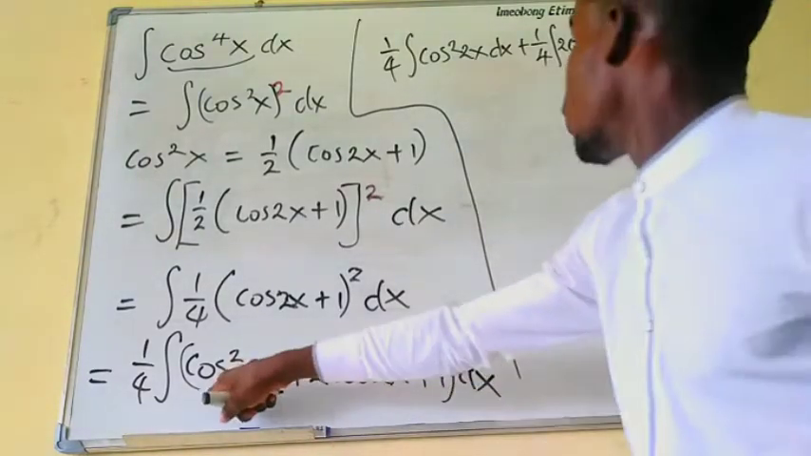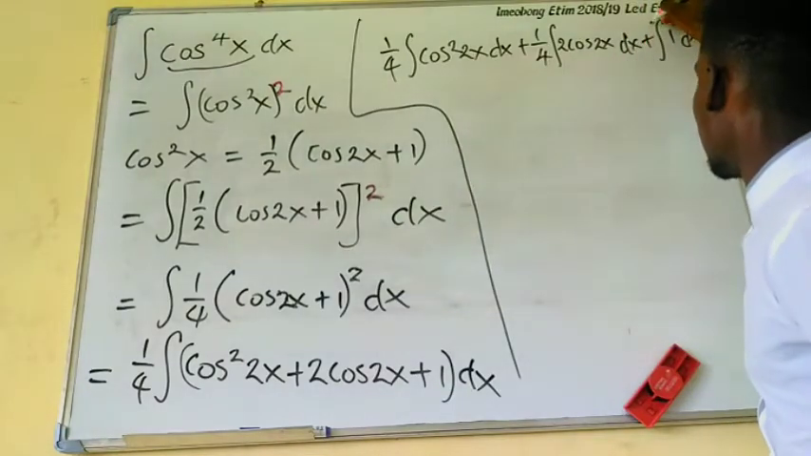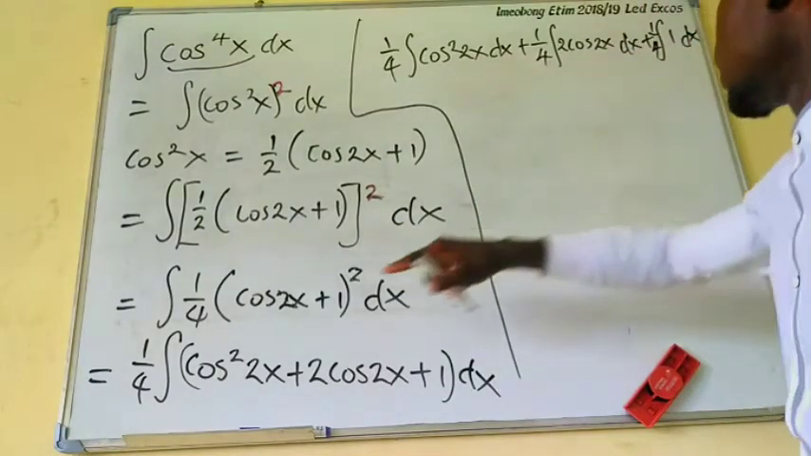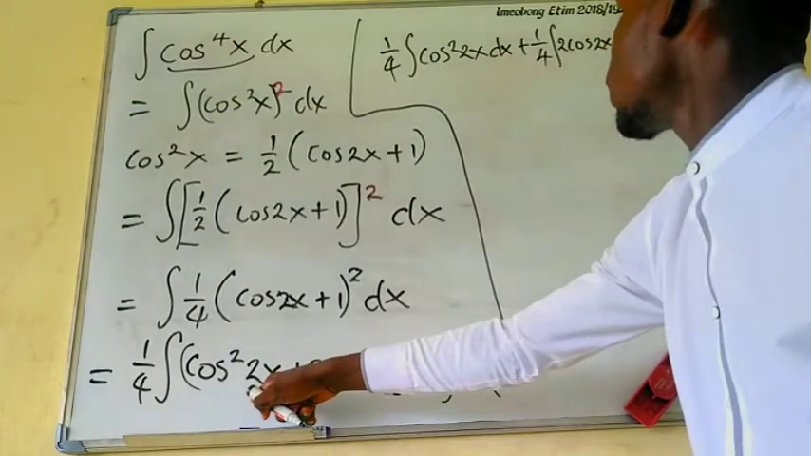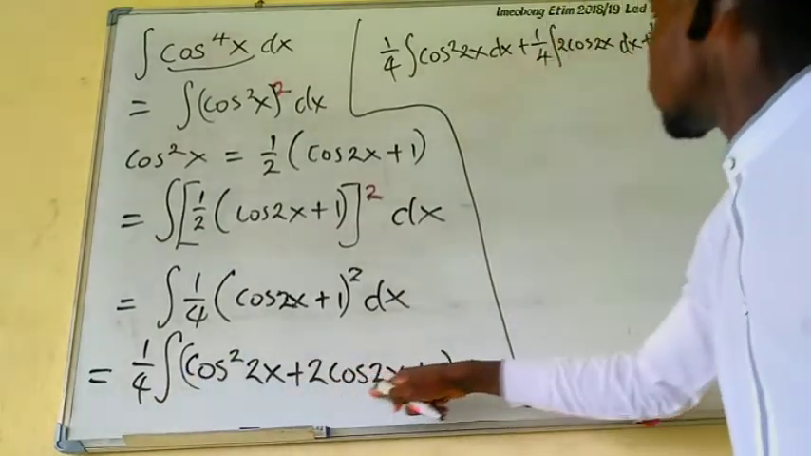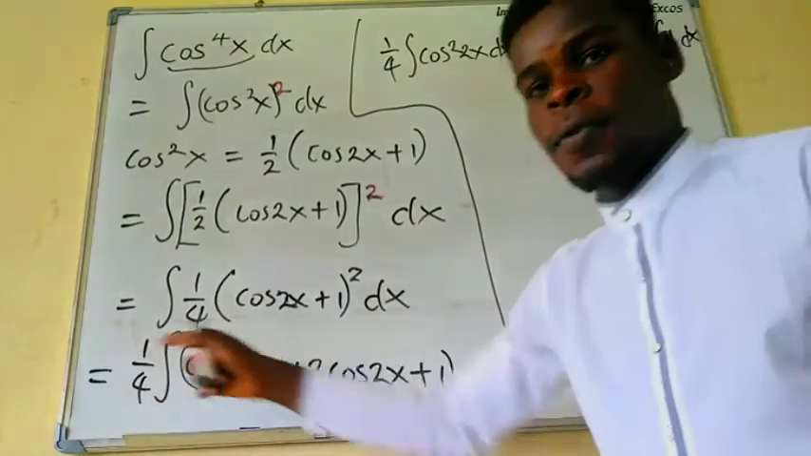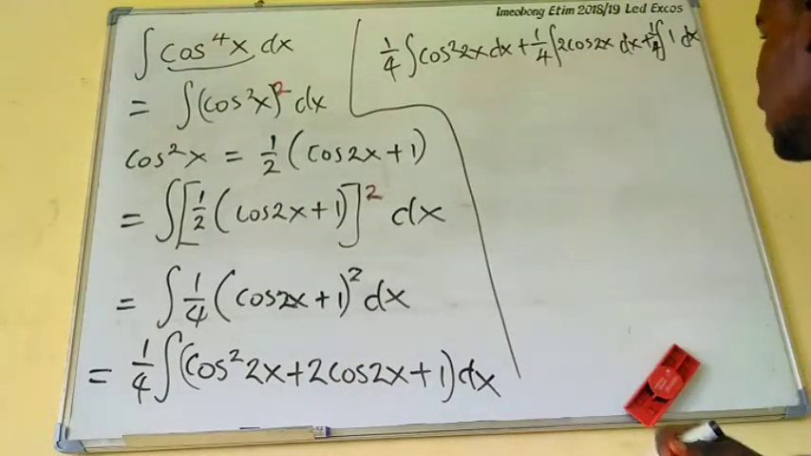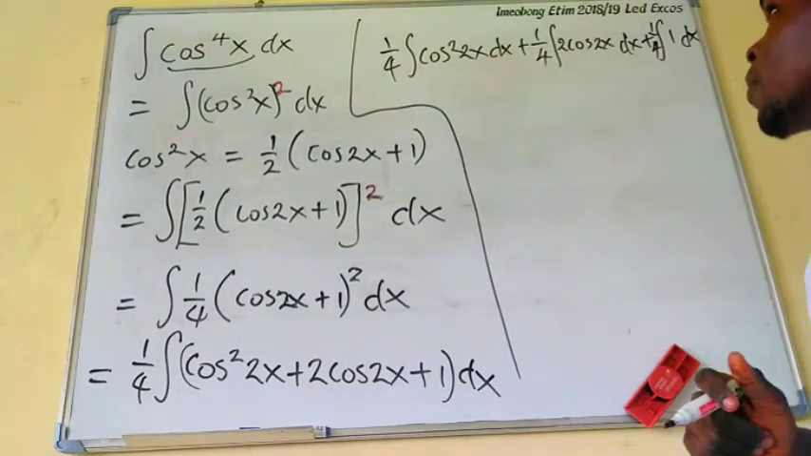Okay, so we just have 1 over 4 of each of them. I'm just splitting it throughout. I have it for this one, and I'm also having it for 2 cosine of 2x. Then also have it for the 1. Okay, and then remember to put down the dx for each of them.